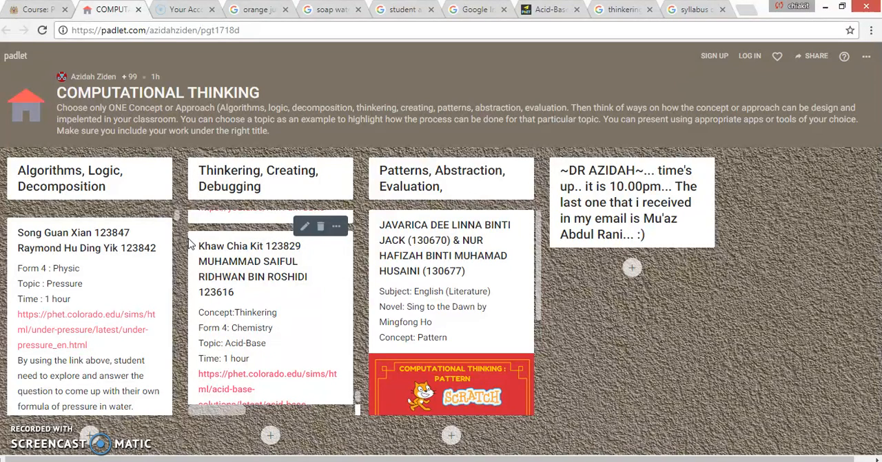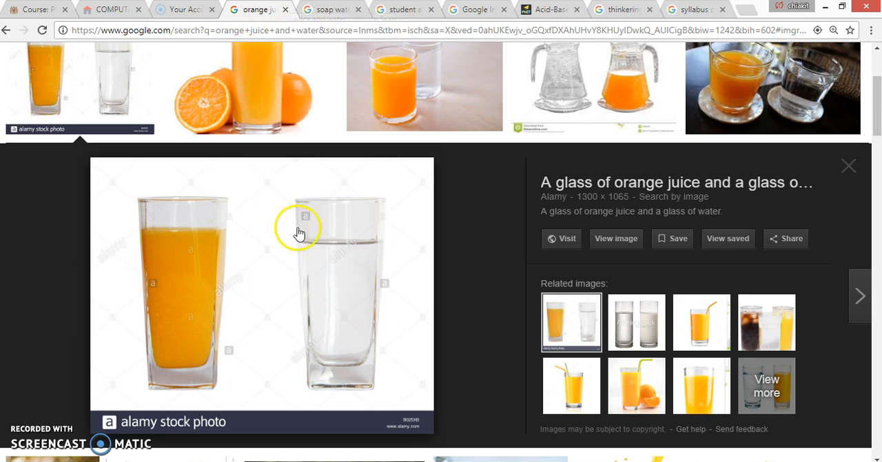Basically, step 1 in the set induction is the teacher is going to show them 2 solutions, with the color covered by paper, and let them taste which is orange and which is water. Very easily and quickly, the students will guess which one is orange and which one is water, because orange and water taste different.